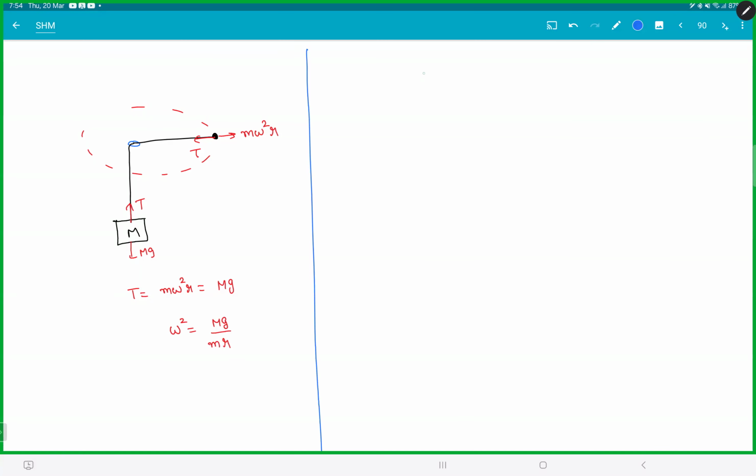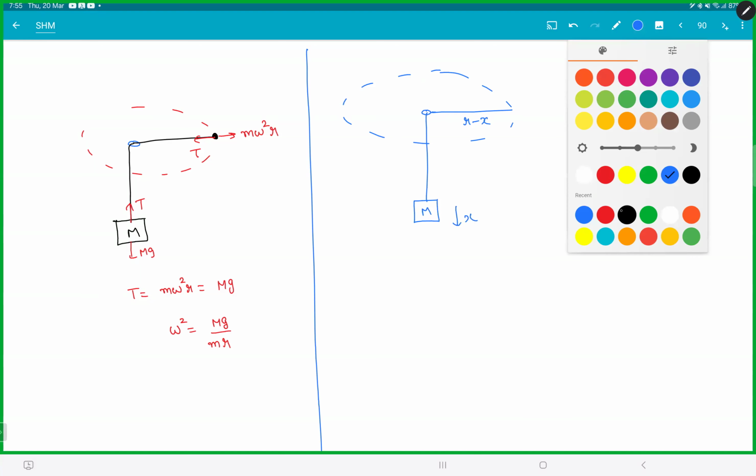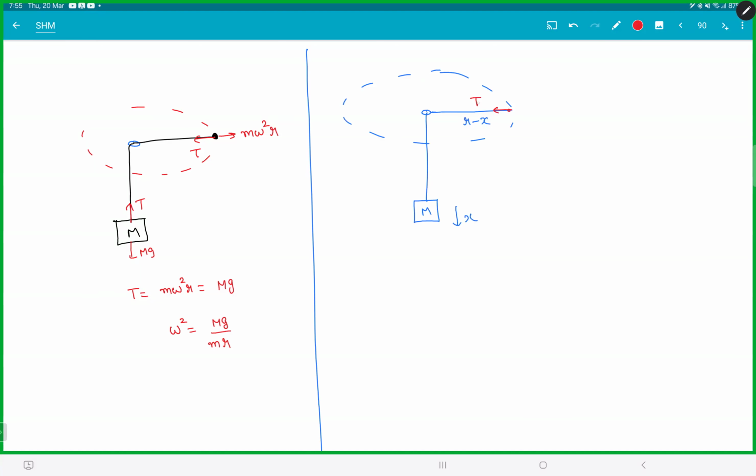Now, when you pull it, this radius becomes r minus x. Now, if you look at the forces, this will be tension. This guy will be the centrifugal force. So this angular velocity becomes omega dash. This will become m omega dash square times r minus x. And this guy will be mg, right? And this will be acceleration a.